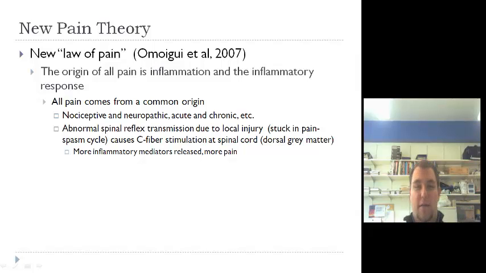So this is a new pain theory, the new law of pain, as they term it. They say the origin of all pain is inflammation and the inflammatory response. All pain comes from a common origin. This could mean all pains: nociceptive, neuropathic, acute, chronic, all the different types of pain that we can think of, that some of my classmates have spoken about, that Dr. Nasipny has spoken about. They all come from a common origin, and that origin is inflammation and the inflammatory process.